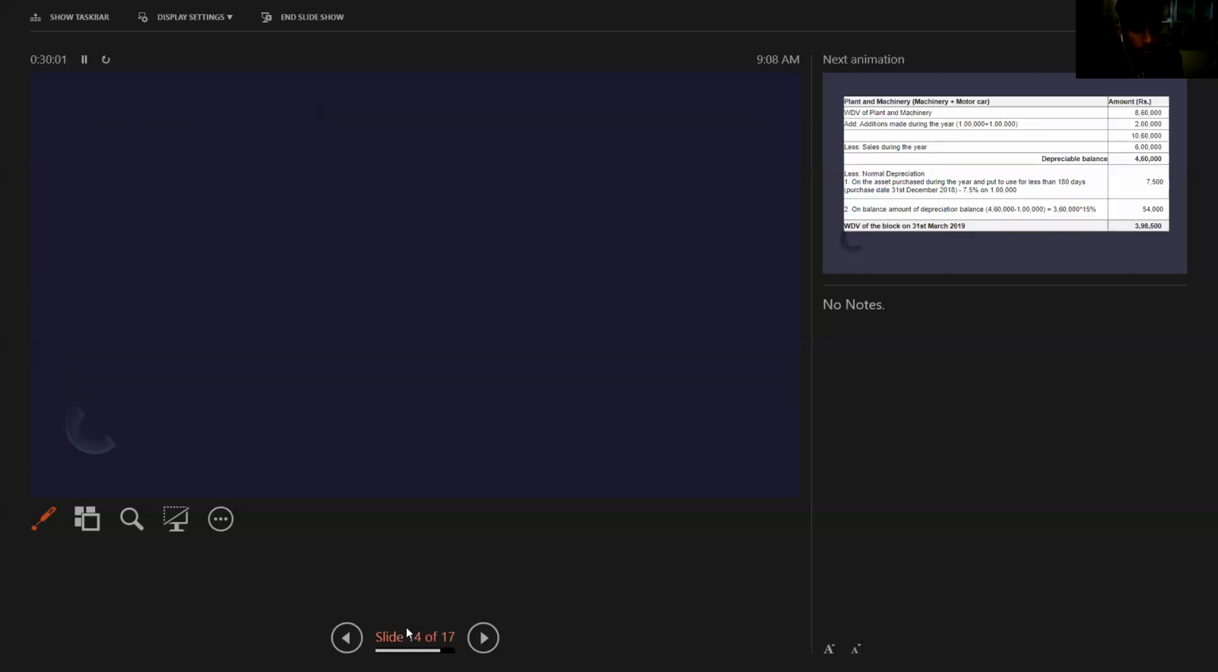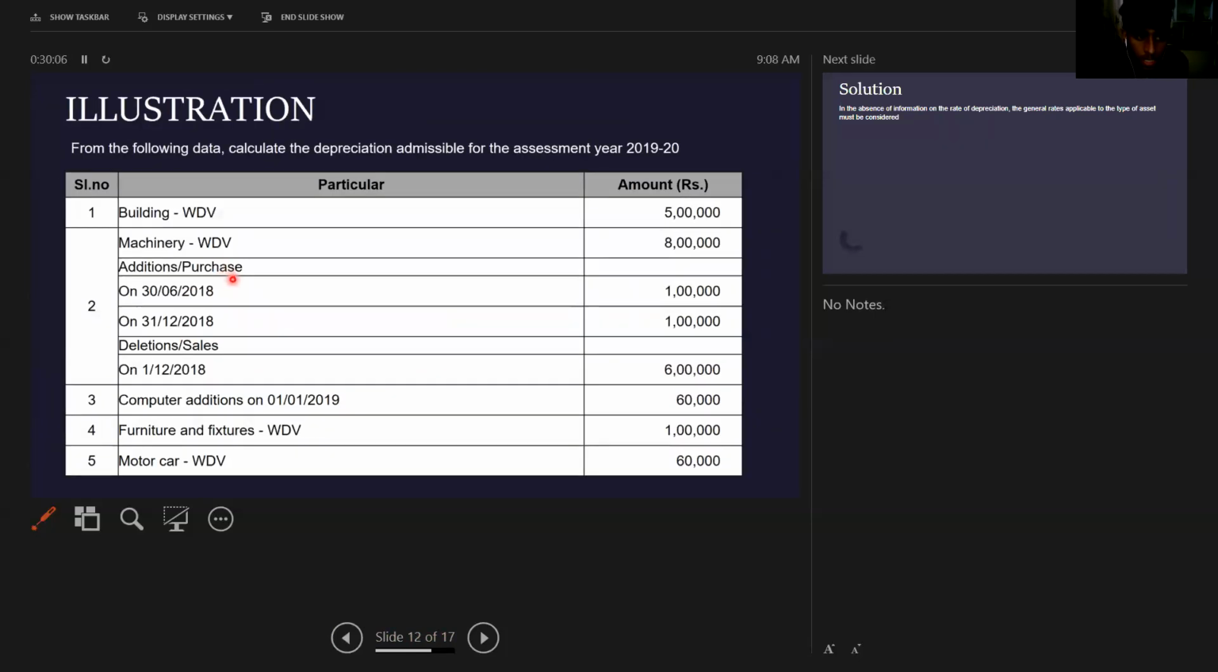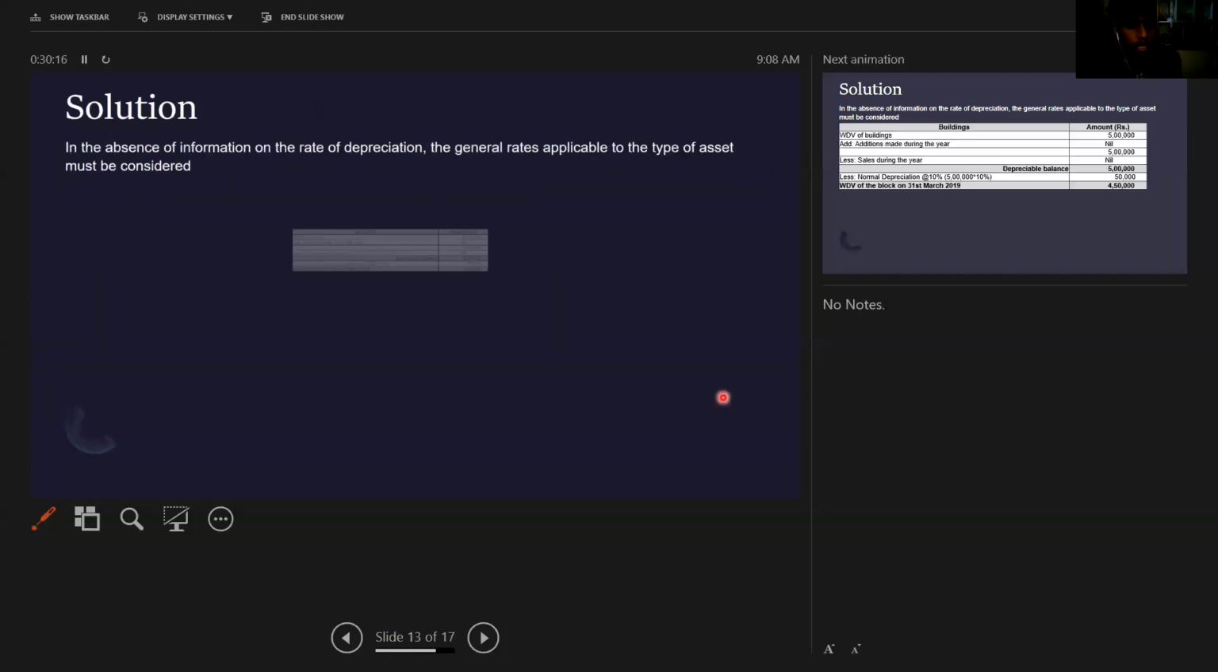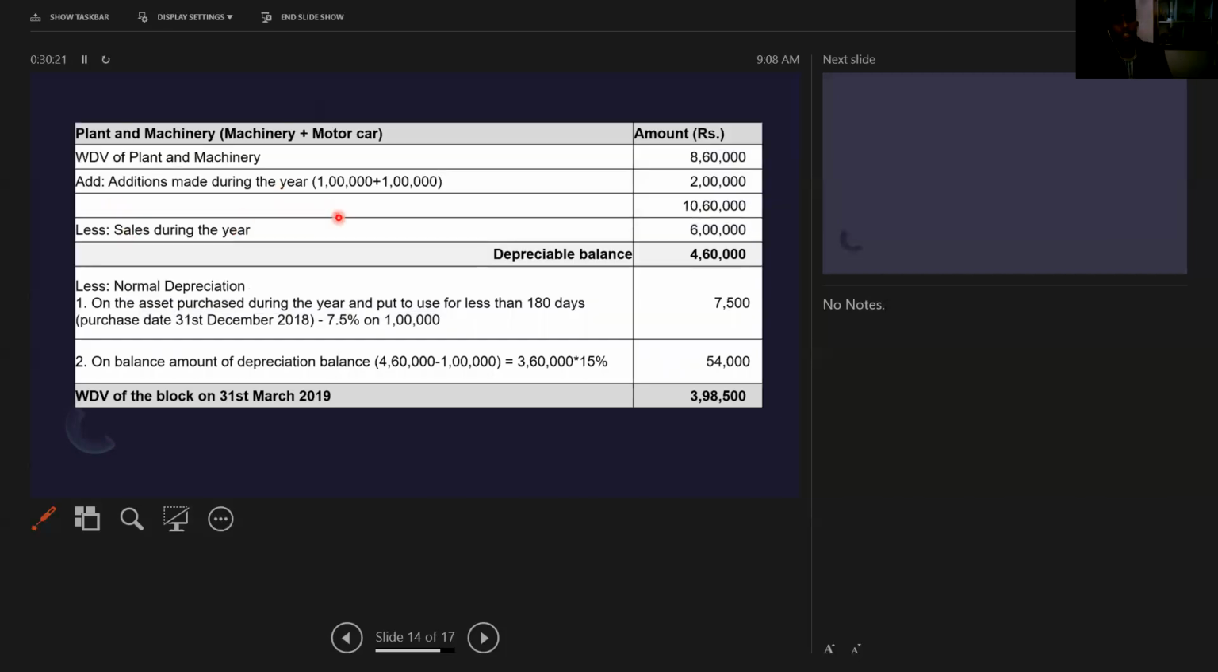Next, we have additions. They have purchased machineries on 3/6/2018 for 1 lakh and on 31/12/2018 for 1 lakh. So together it will be 2 lakhs. So additions made during the year is 1 lakh plus 1 lakh, that is 2 lakhs. If you add it, you will get 10 lakh 60,000. And there is also a sale worth 6 lakhs. So sales during the year will be 6 lakhs. The depreciable balance will be 4 lakh 60,000.